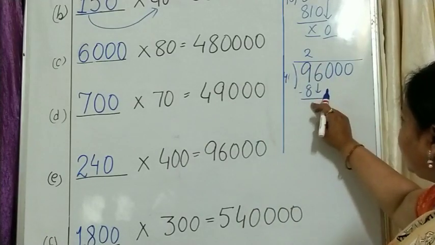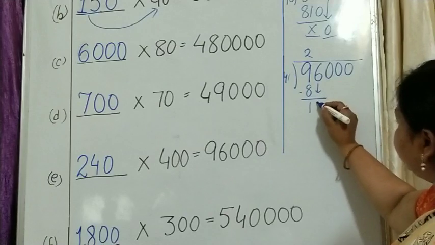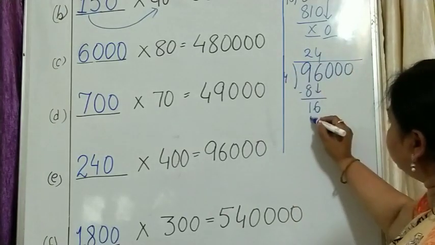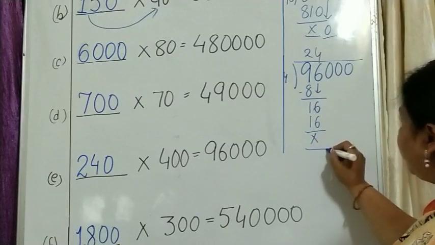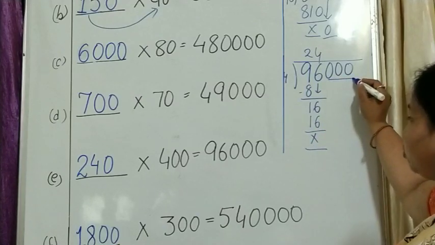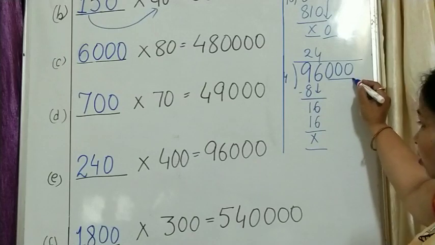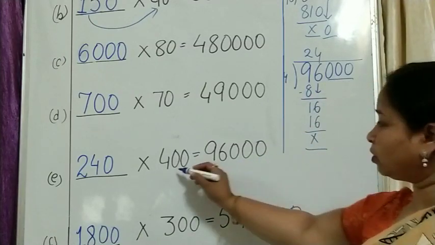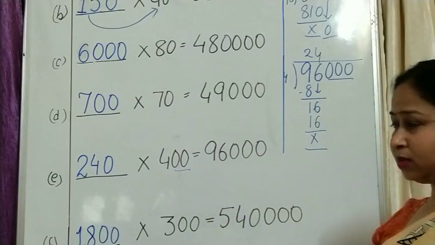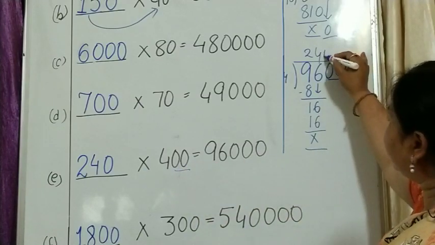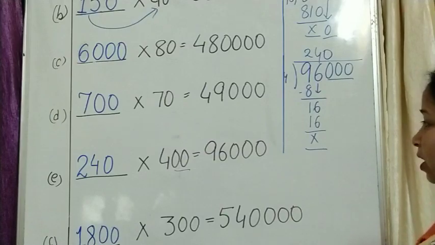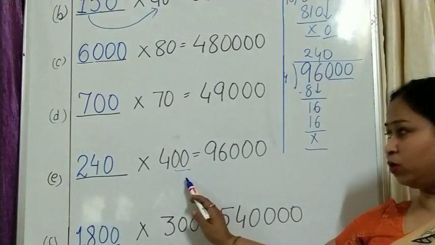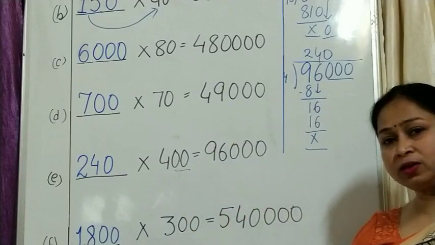So 4 2s are 8, then 1 over here, drop down the 6 over here, 4 4s are 16, okay, and how many zeros are there? 3 zeros are there, right? So whether we require all the 3 zeros over here? No, because already 2 zeros are here. So my answer will be completed if I take one more over here, okay. As you can see now, it is 240 multiplied by 400 gives us 96,000.